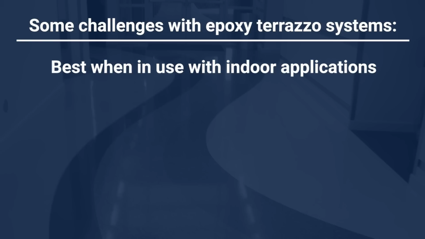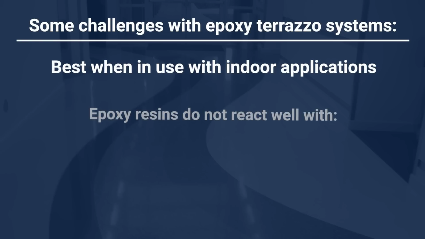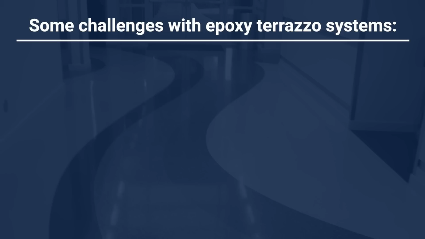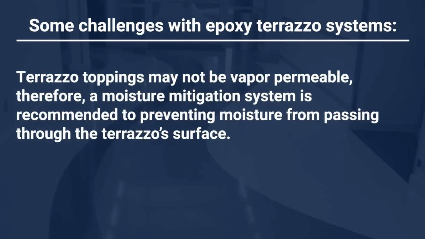However, there are a few challenges for epoxy terrazzo. Epoxy terrazzo does not react well with heat and ultraviolet rays, therefore it is primarily an indoor application. For exterior applications, it is recommended to use a rustic system. Another disadvantage would be that its topping is not vapor permeable, meaning moisture mitigation systems may be required.